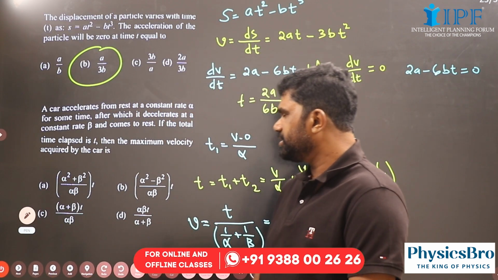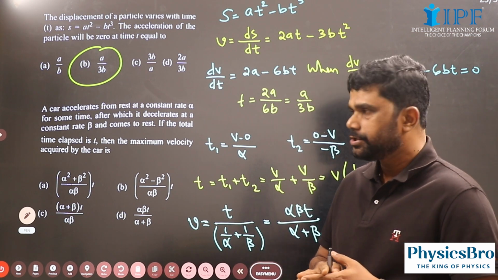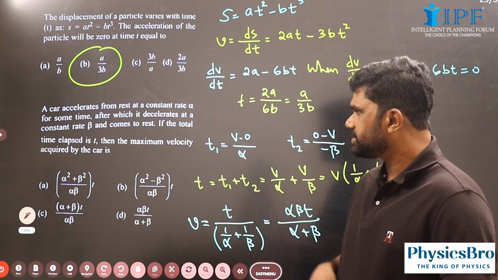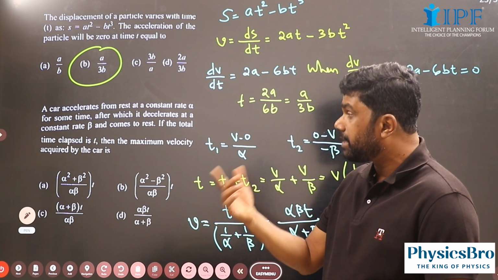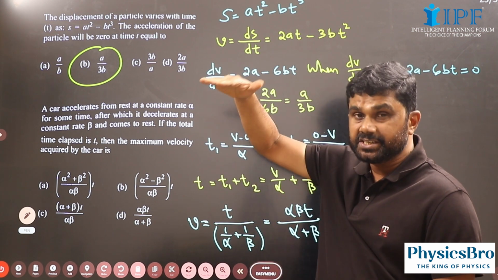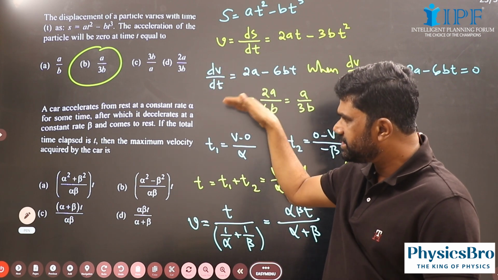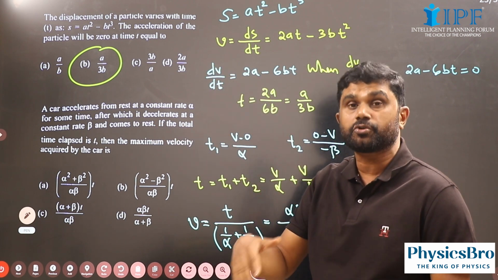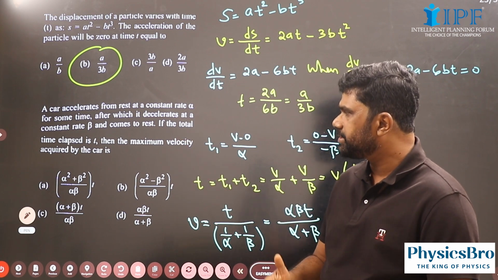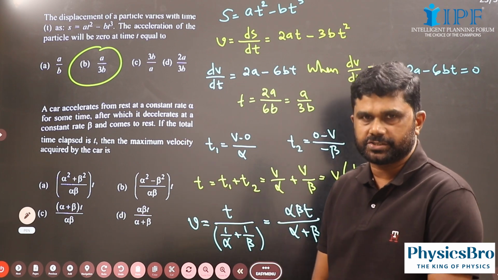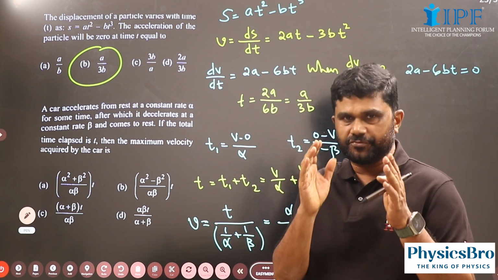Now the next question, this is an important question, a typical question that you should know. You should understand. A car accelerates from rest at a constant rate alpha for some time, means it reaches its maximum velocity. After that, it experiences deceleration at a constant rate beta to come to rest. If the total time elapsed is t, the maximum velocity acquired by the car is, fine. Suppose the maximum velocity acquired by the car is v.